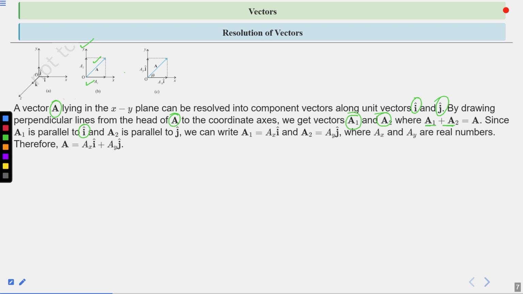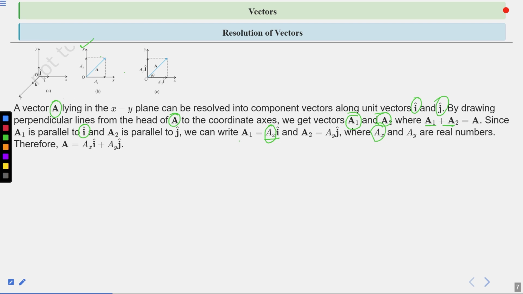Similarly, the A2 vector is parallel to j cap because the j vector is directed along the y-axis. So in vector form, we can write A1 is equal to Ax i cap and A2 is equal to Ay j cap. Now the important point here is this: Ax is the magnitude and i cap is the direction. A2 is a vector, and its magnitude is Ay and direction is j cap. Or we can say Ax and Ay are real numbers. Therefore, the vector in equation form will be A is equal to Ax i cap plus Ay j cap.